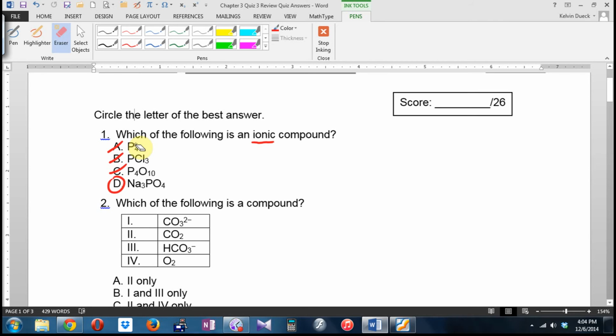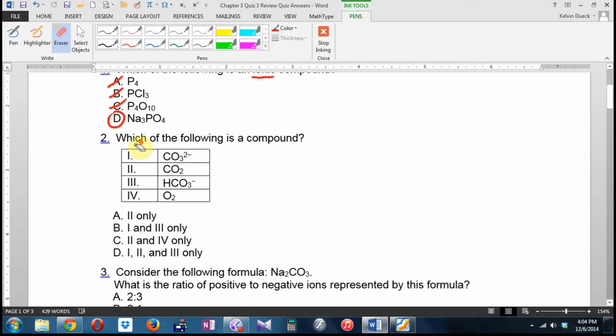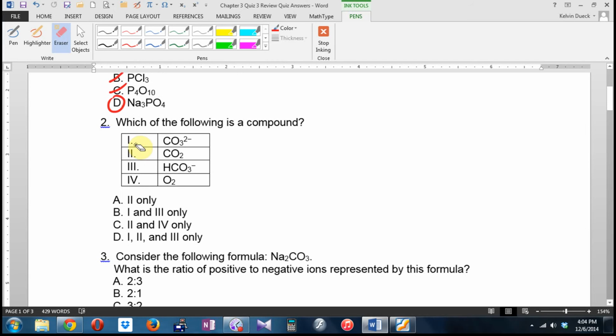It's a single element. Speaking of compound, which of the following is a compound? Now, a compound is 2 or more elements that are combined, and I should add one more thing, combined without a charge. This is an ion, it has a charge. This is an ion, it has a charge. This is only a single element. Nope, nope, nope, yep. The correct answer is A, 2 only.